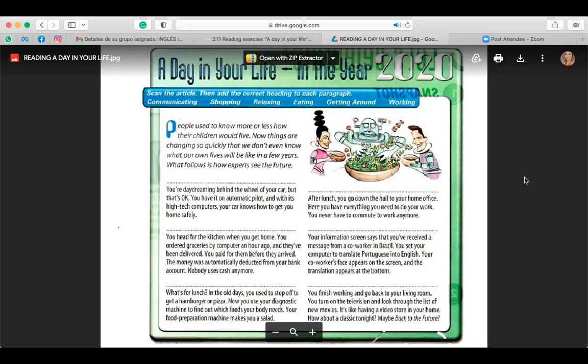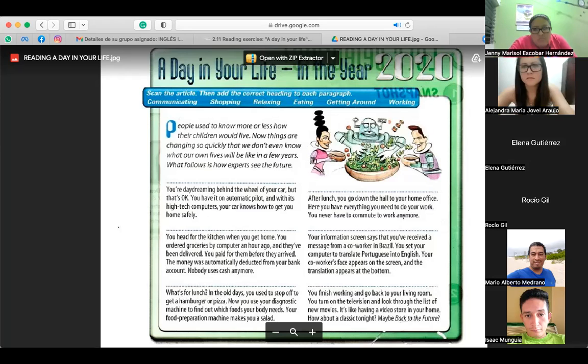Those are the paragraphs that we have to decide which one of the topics suggested in the list at the top of the article we are going to match with the explanations. So I need six volunteers to read the paragraph and then tell us what topic they are talking about. Who wants to participate? Don't be shy. Okay, first paragraph.